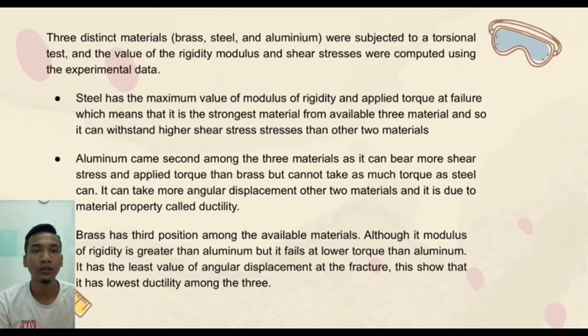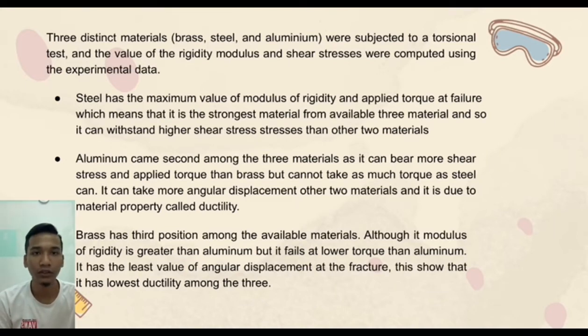The discussion for the experiment: three distinct materials, which are brass, steel, and aluminium, were subjected to a torsional test, and the values of rigidity modulus and shear stresses were computed using the experiment data. First, steel has the maximum value of modulus of rigidity and applied torque, which means that it is the strongest material of the three, and it can withstand higher shear stresses than the other two materials.